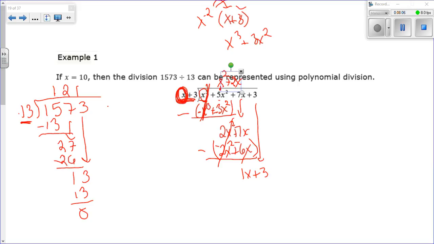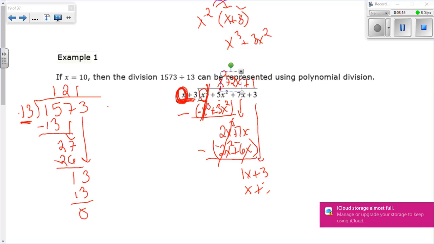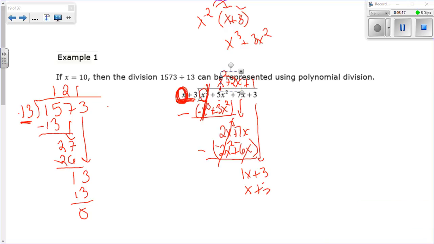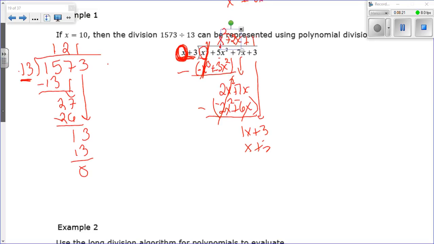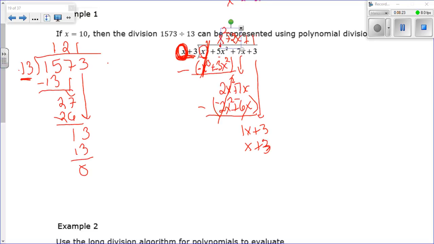What do I multiply x by to get 1x? Well, that'd be plus 1. 1 times x is x. 1 times 3 is 3. Now they match. Everything looks exactly the same right now. So when I go to subtract, everything's going to change to its opposite, and I'll have a remainder of 0.